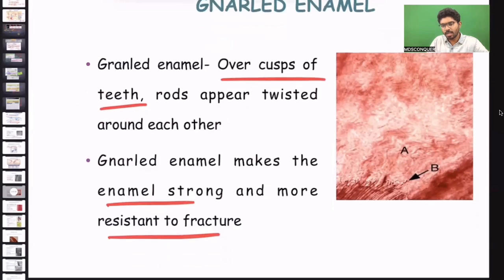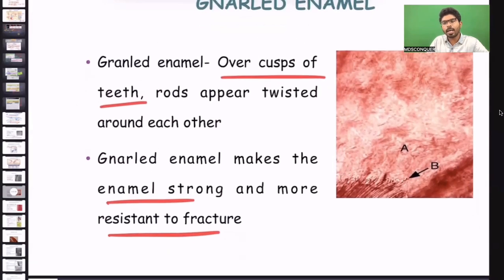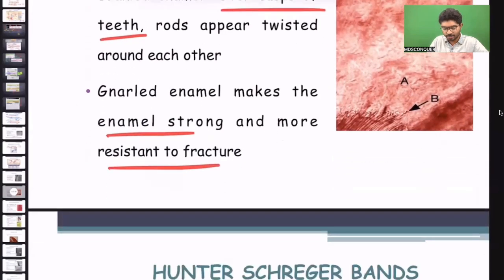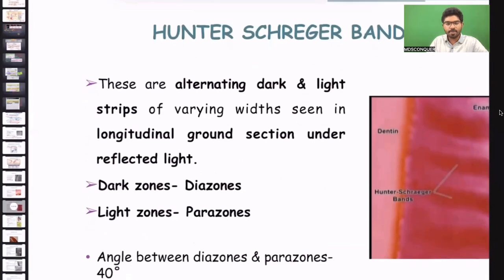Yes, enamel is brittle. Along with enamel, okay, enamel is brittle. Very important: there is a small correction regarding this in your PP book synopsis. D for D. Dark zones are diazones. Light zones are parazones. Easy to remember: dark for D.